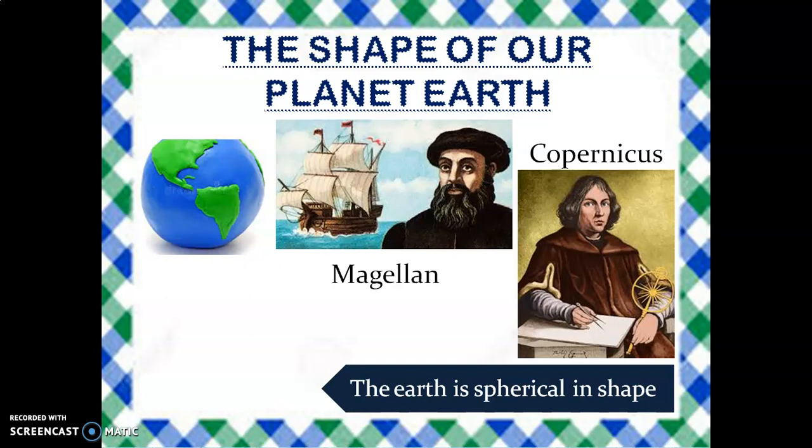In recent years, astronauts too have taken photographs of the Earth from space and from the moon. These photographs confirm the fact that the Earth is round like a sphere. However, Earth is not a perfect sphere. If you can see in this picture, it is slightly flattened at the top and the bottom, like an orange, round shape. So this is the true shape of the Earth.